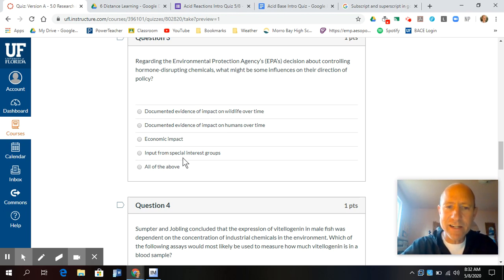Are they going to consider input from special interest groups, like, for example, the Sierra Club, which is an environmental group? Yeah, they're going to listen to what they have to say about it. Are they going to listen to maybe the paper industry who's discharging waste into the rivers? Yeah, they're going to listen to them also, because if the paper industry says, hey, look, if you don't let us use that chemical, we're going to have to use this other chemical and it's actually worse.